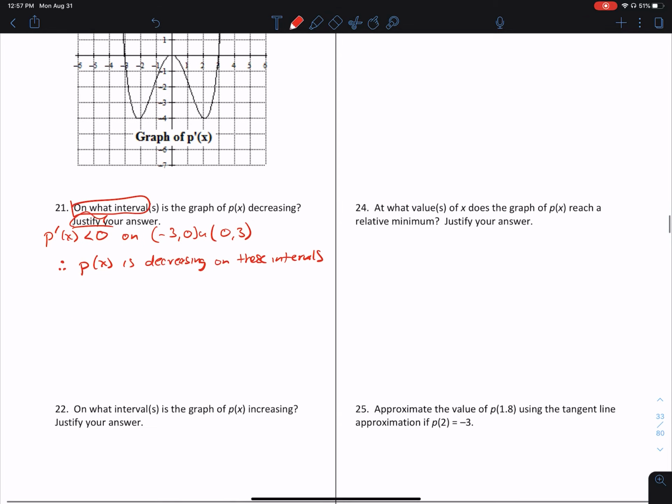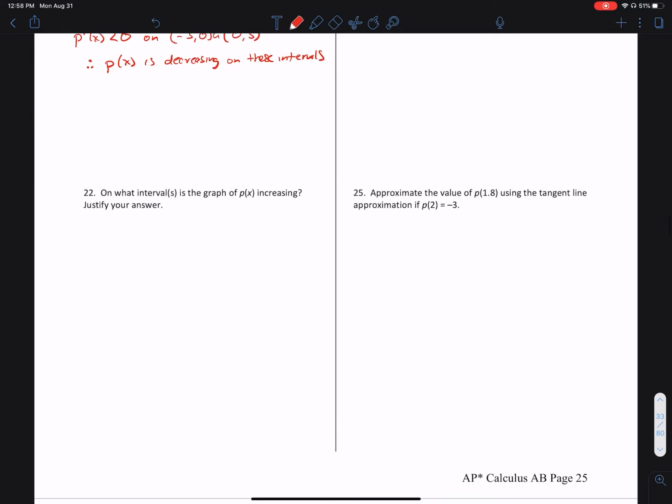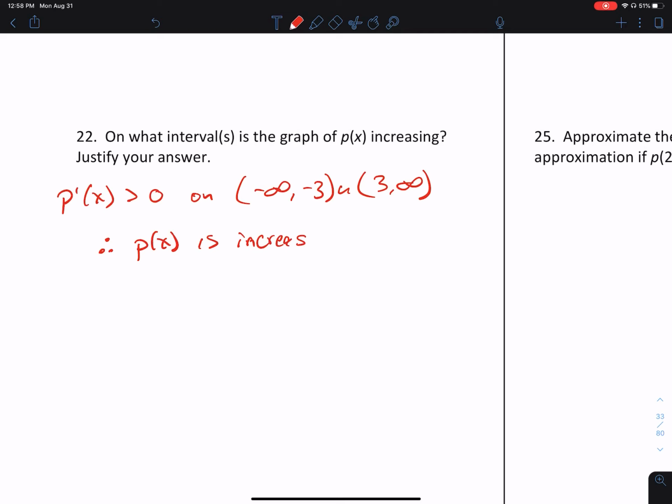On what intervals is p of x increasing? Justify your answer. Well, p of x is increasing anytime p prime of x is positive. P prime of x is positive to the left of -3 and to the right of +3. So we could say that p prime of x is greater than 0 from -infinity to -3, and again from 3 to +infinity. Therefore, p of x is increasing on these intervals.